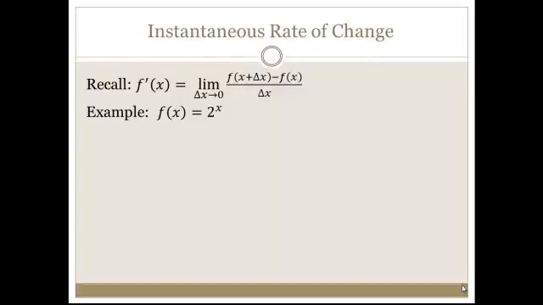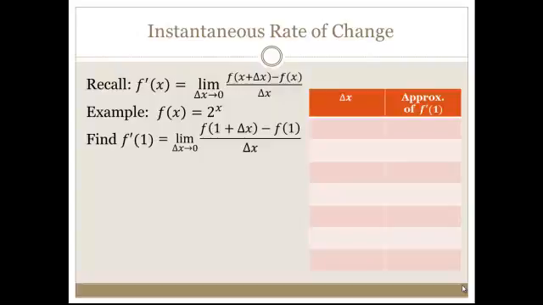We will look at the function f of x equals 2 to the x at the point 1. To compute the derivative here, we need to find the limit as delta x goes to 0 of f of 1 plus delta x minus f of 1 all over delta x. Again, we will keep track of our findings for smaller and smaller delta x's using a table. In computing f of 1 plus delta x minus f of 1 all over delta x, we'll repeatedly use that f of 1 plus delta x is 2 to the 1 plus delta x, and f of 1 is 2 to the 1, or 2.